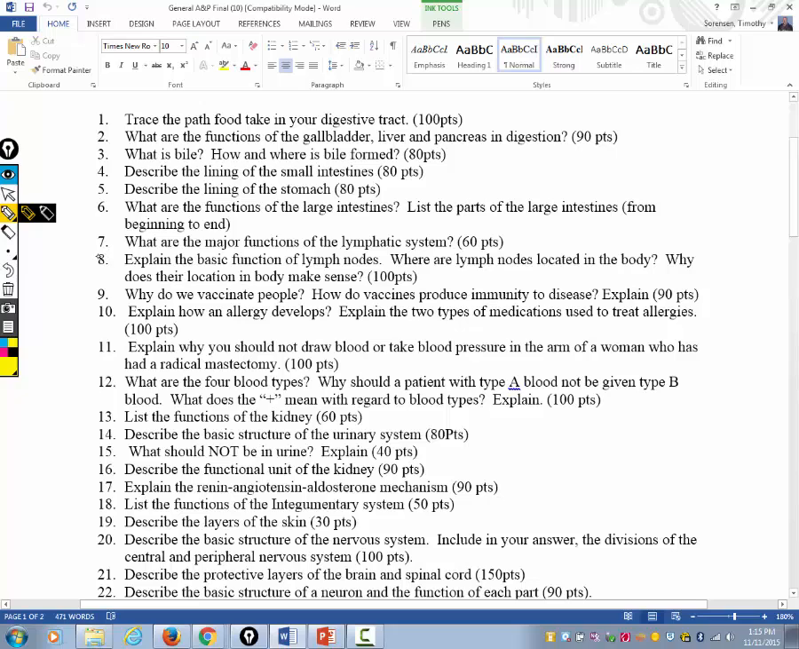And the basic function of lymph nodes is to filter lymph of any potential antigens or pathogens.